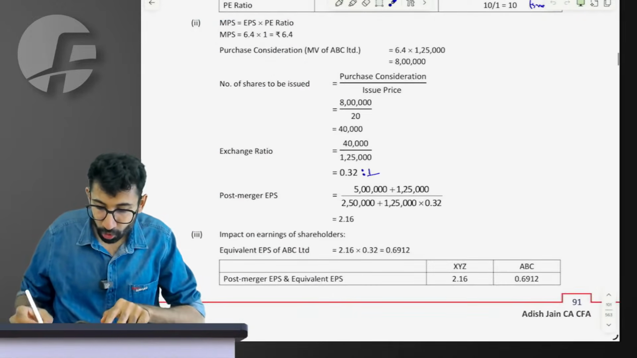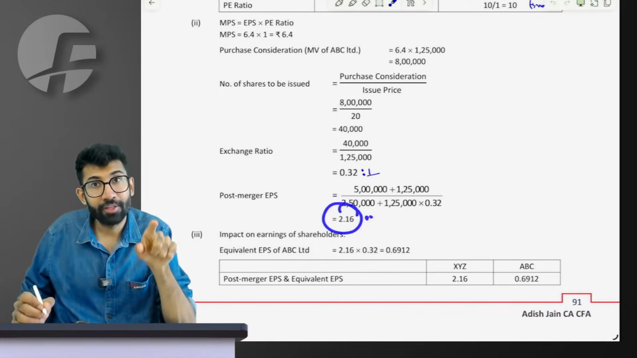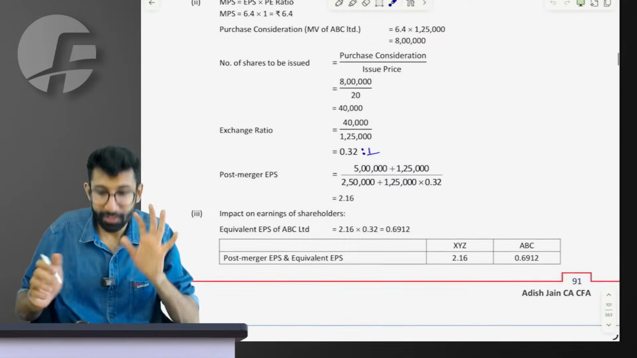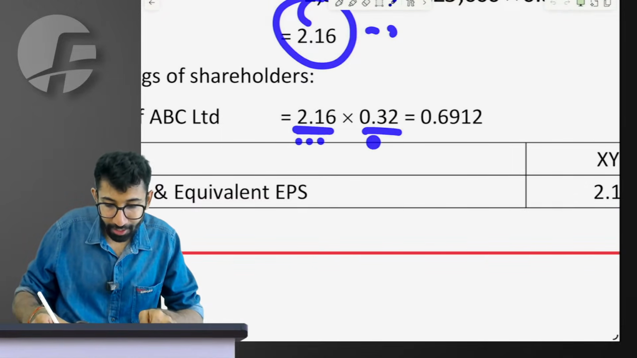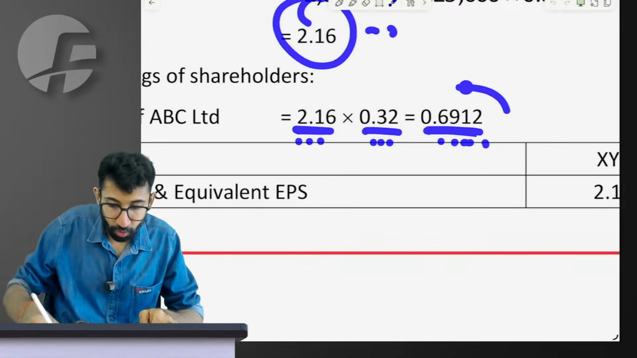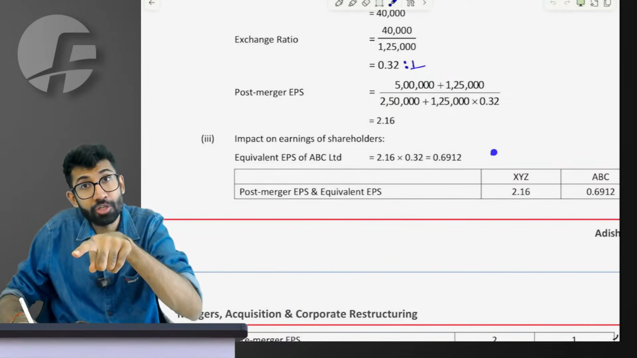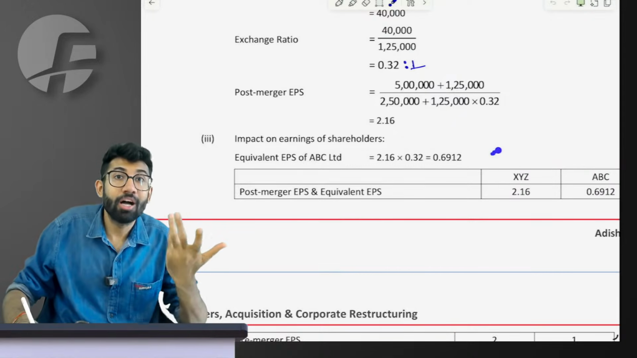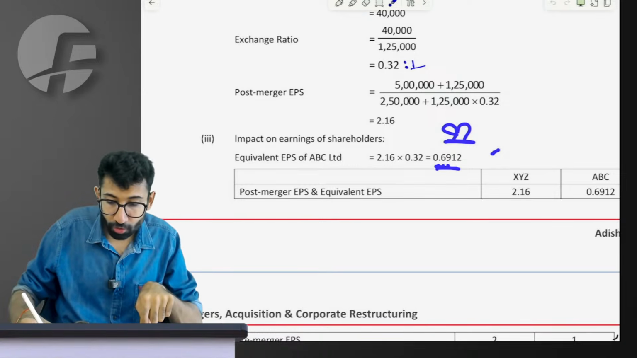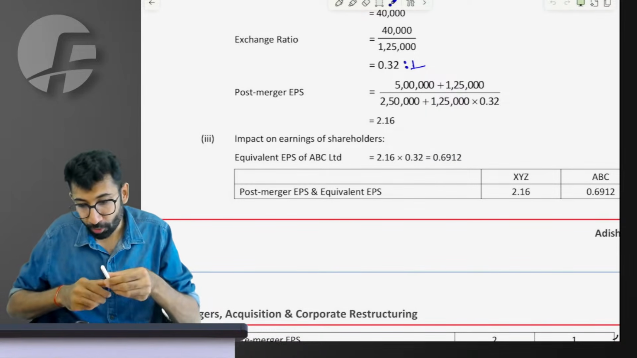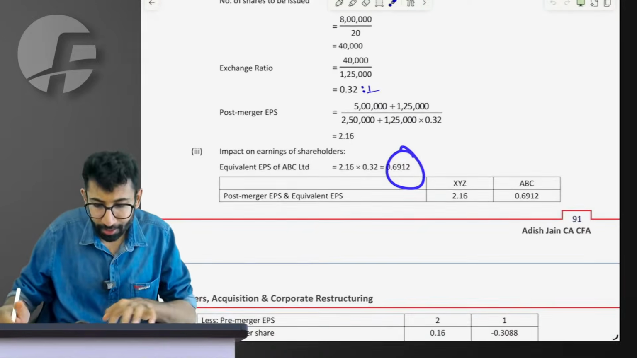So I will say post-merger EPS of acquirer is 2.16. But is that comparable for the target? No, for them we have to find the equivalent. The equivalent is simply post-merger EPS into the exchange ratio. 2.16 multiplied by the exchange ratio of 0.32 is 0.6912. What does 0.6912 tell you? That against one pre-merger share of T Limited, in the new company, how much EPS are they getting? Their EPS is 0.6912.